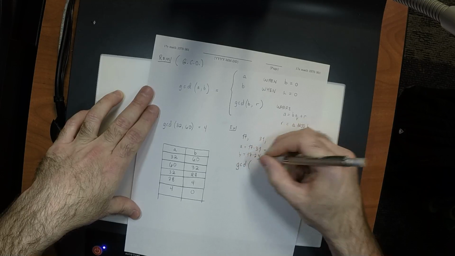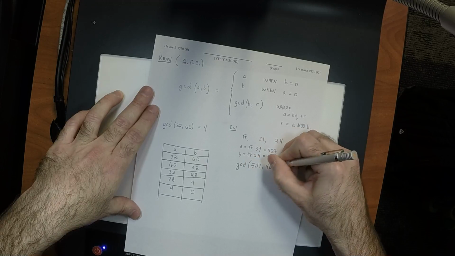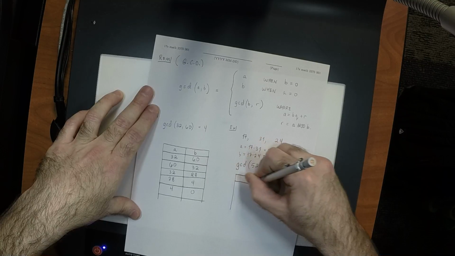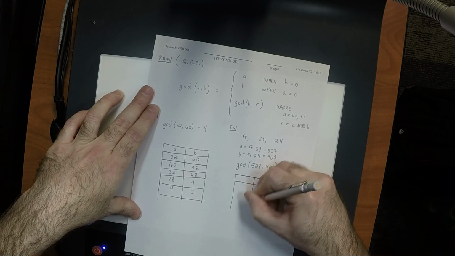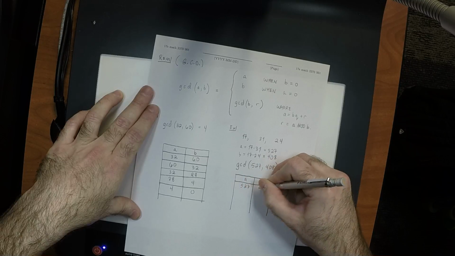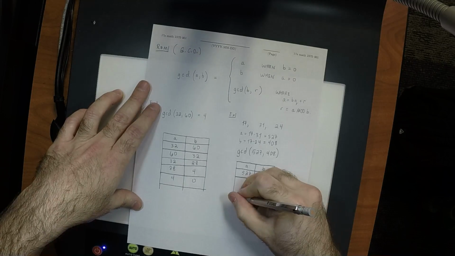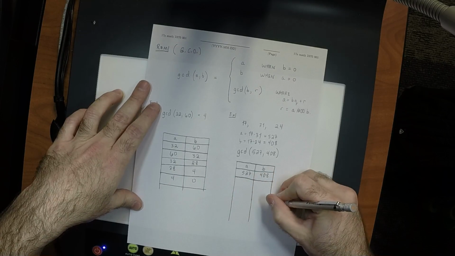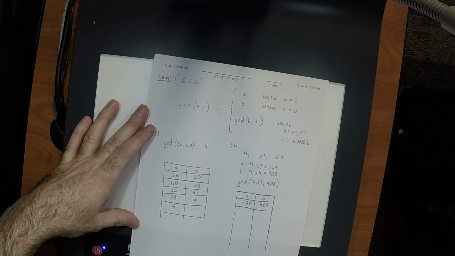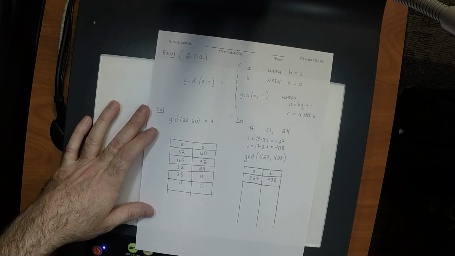GCD of 527 and 408. Okay. So we initialize the procedure with 527 and 408. And what is the first question we always ask? Is A greater than B? Yes. Are we in a base case? No, we're not in a base case. So that means that we need to actually do something.